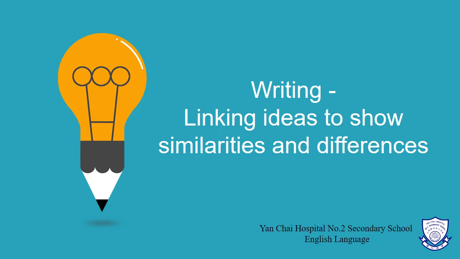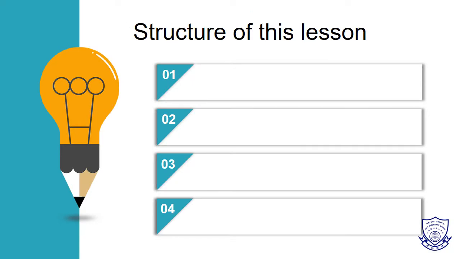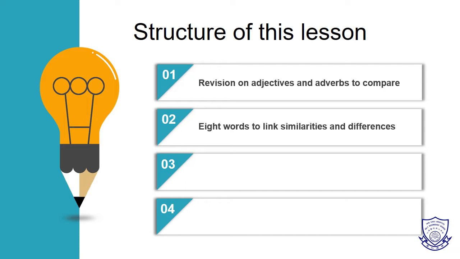Hi everyone. This lesson we are going to explore how we can link ideas to show similarities and differences. But first, let's take a look at the structure of this lesson. To begin with, we will have a revision on adjectives and adverbs to compare. Then we will go straight to 8 words to link similarities and differences. After we understand how to use those 8 words, we will explore more words to show differences and to show similarities.